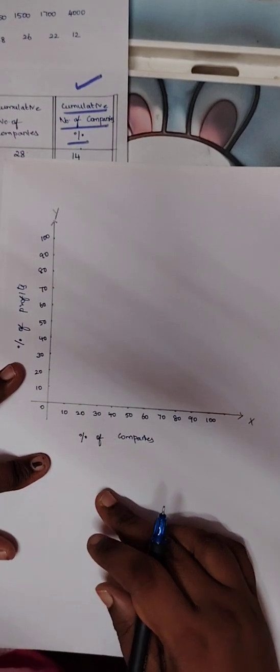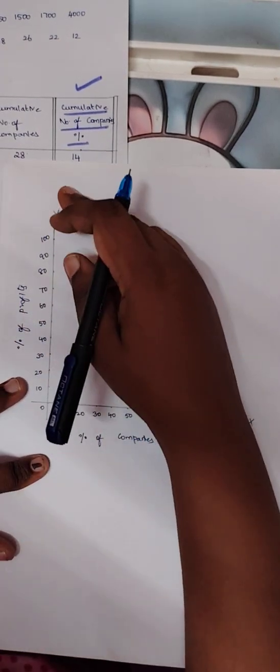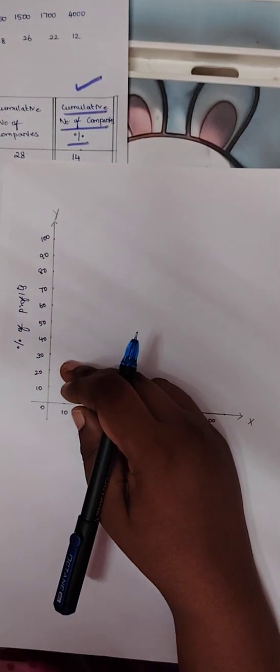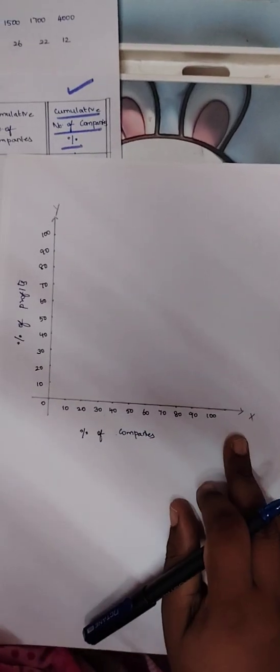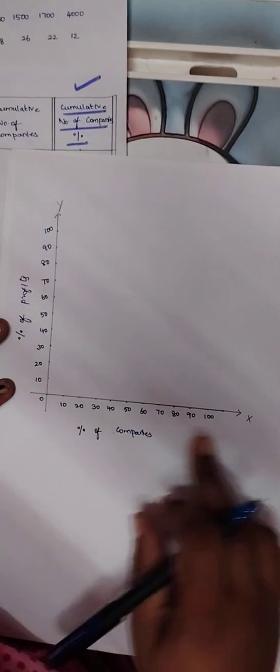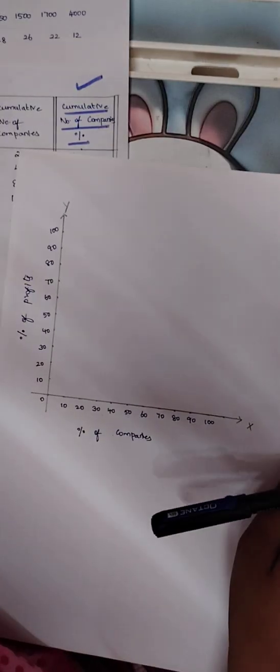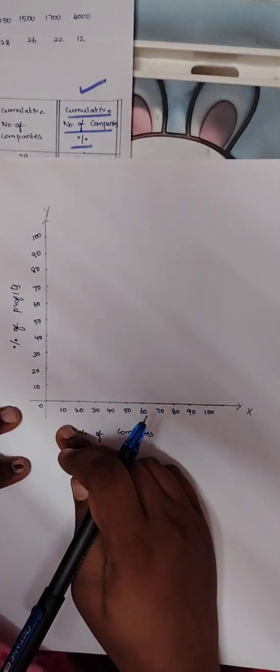Usually the amounts are plotted on the y-axis. So the number of companies is plotted on the x-axis, and the profit is plotted on the y-axis. Now, first we'll draw the line of equality.